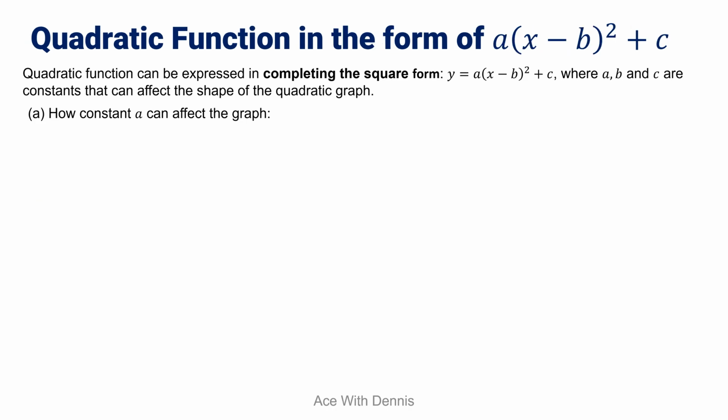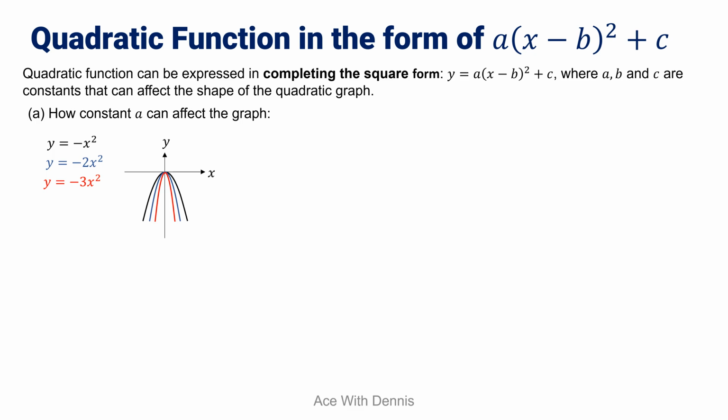Now, let's consider the negative value of a. For example, y equals negative x squared. So this is how it looks when y equals negative x squared. What about y equals negative 2x squared? This is how it looks when y equals negative 2x squared. And when y equals negative 3x squared, this will be the graph.